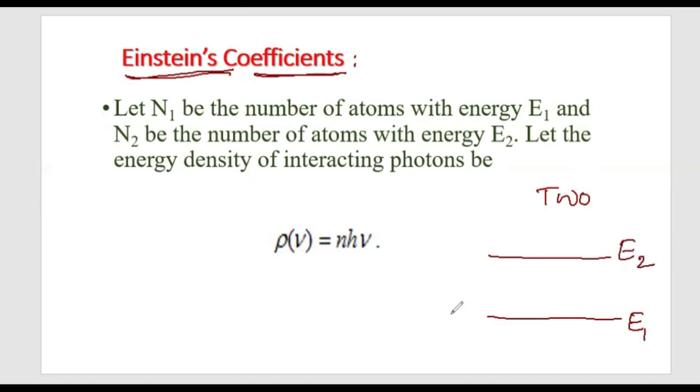In lower energy level E1, let N1 be the number of atoms present in that energy level and let N2 be the atoms present in the energy level E2. And he has taken rho of nu as the density of energy used for the absorption and also for the stimulated emission process. So let us take rho of nu, it is the density of energy.